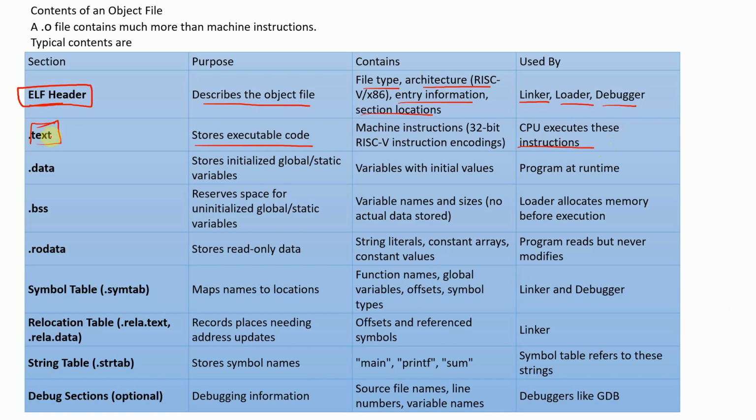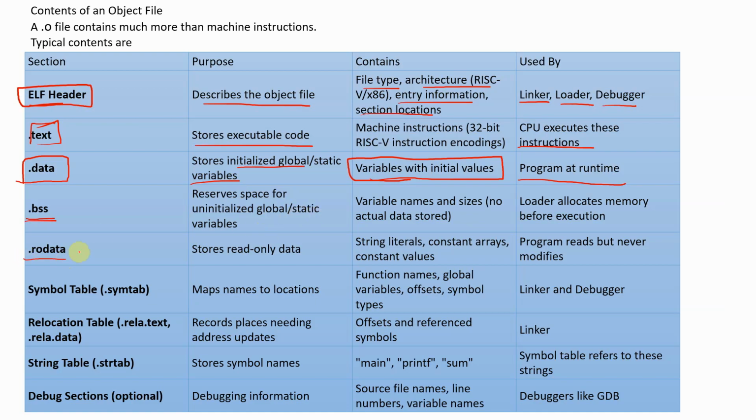So this particular section is going to have the .text. And the next section is .data. It is going to store all the initialized global or static variables, and it basically contains the variables with all the initial values declared, and it is going to be used by the program at runtime. And next is the .bss section, where it is going to reserve space for uninitialized global or static data.